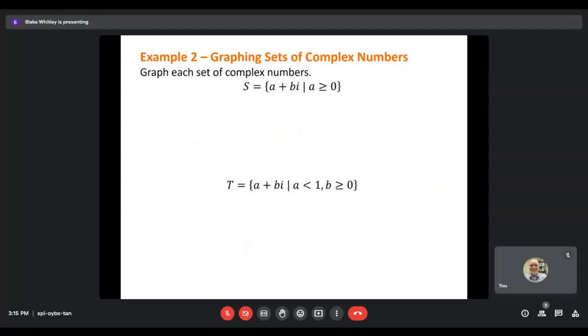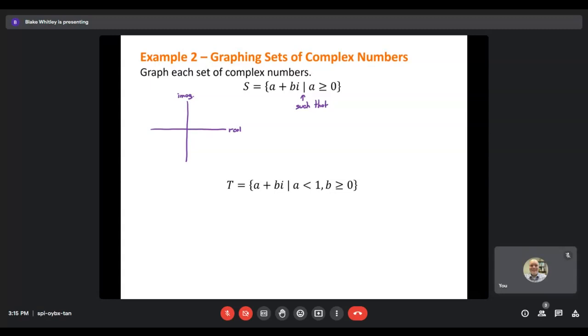All right, now the next example says we want to graph each set of complex numbers. So the first one is a plus bi, that's just any complex number. And then this vertical line right here, we read as such that. Okay, so whenever you see that, we're reading a plus bi such that the a value is greater than or equal to 0. So we want to think about in our complex plane now, where the horizontal axis is the real axis, the vertical is the imaginary, where would all the complex numbers be whose a value is greater than or equal to 0?